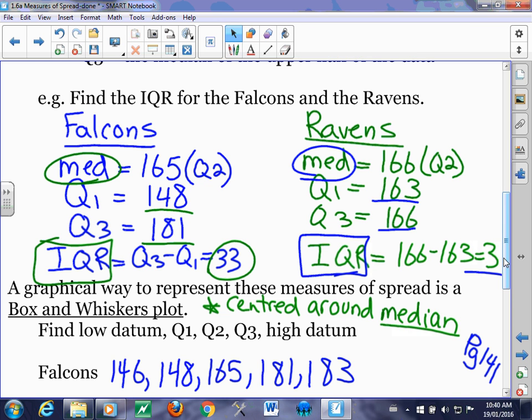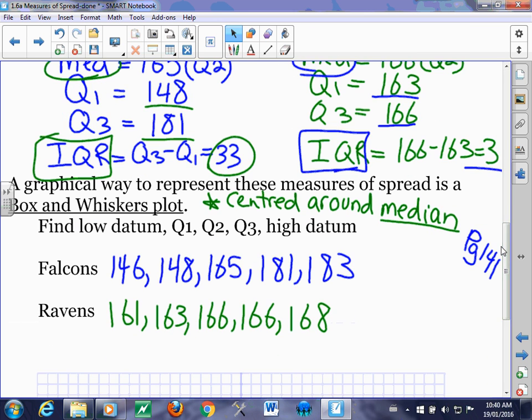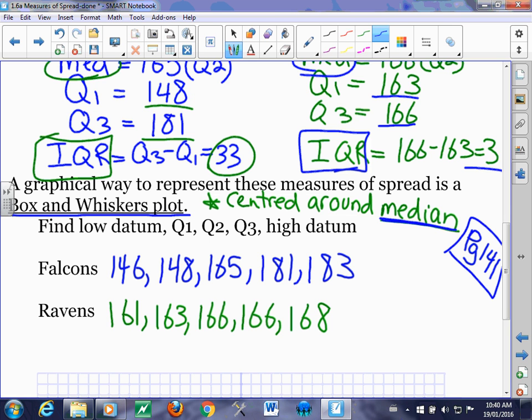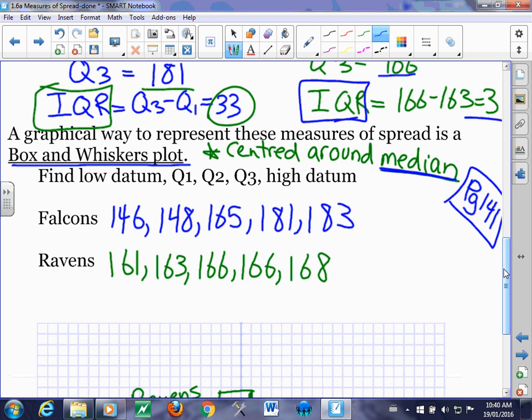Okay, in change of height, okay? A graphical way to represent this measure of spread is called a box and whisker plot. Now the one thing you've got to remember about a box and whisker plot is it's centered around the median. Please mark on your page here, see text page 141.